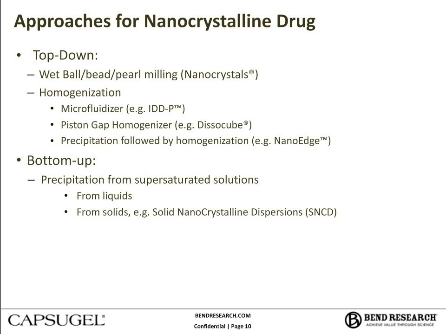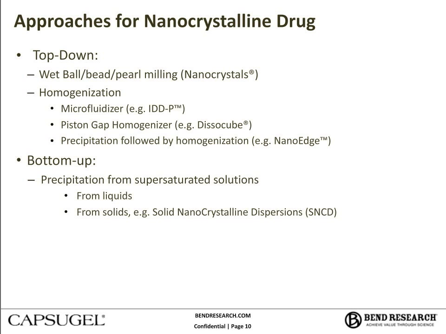Now, instead of using grinding media, one can also use the shear and cavitation present in homogenization using either a piston gap instrument or a microfluidics process, for example. And the Dissocubes and nano-edge approaches are examples of these respective processes. The nano-edge is actually a hybrid of the top-down and bottom-up approaches, as it involves precipitation of crystals followed by an attrition process in a homogenizer.